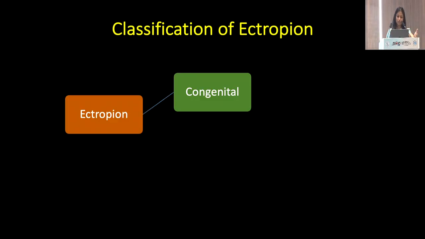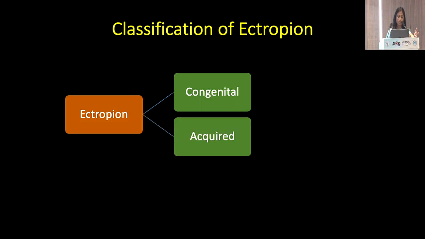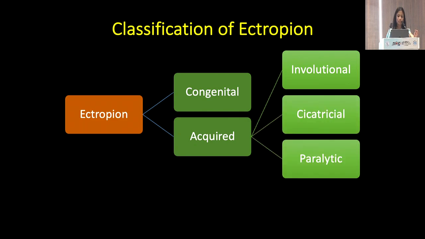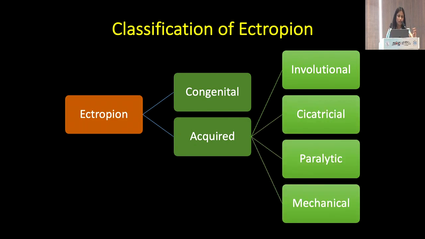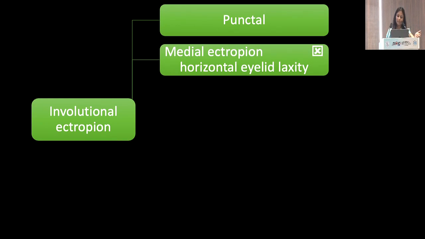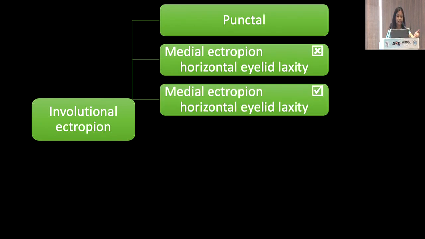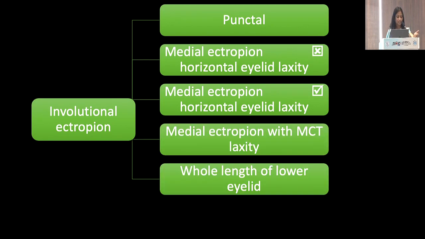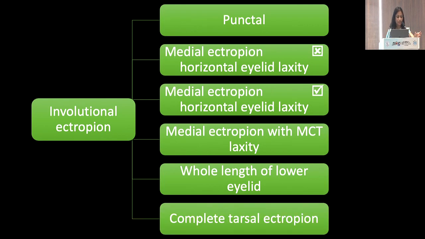So ectropions can be classified into congenital and acquired types. Congenital is extremely rare. Acquired may be involutional, cicatricial, paralytic, and mechanical. Similarly, entropions can be classified into congenital, involutional, cicatricial, and spastic entropions. So involutional ectropion can vary in their severity. They may either be punctal, they may be medial ectropions without horizontal eyelid laxity, they may have horizontal eyelid laxity, or medial ectropions with MCT laxity. The whole length of the lower eyelid may be involved, and there may even be complete tarsal ectropion.